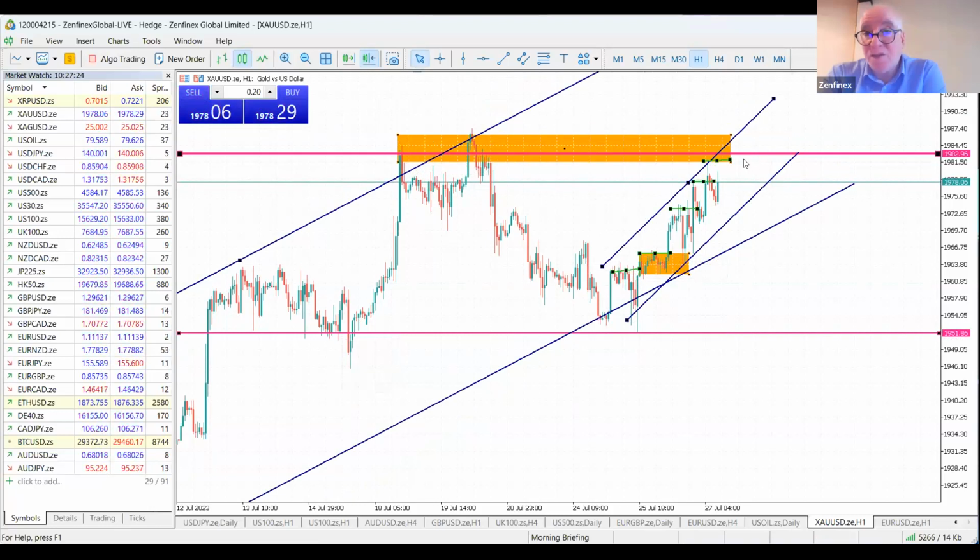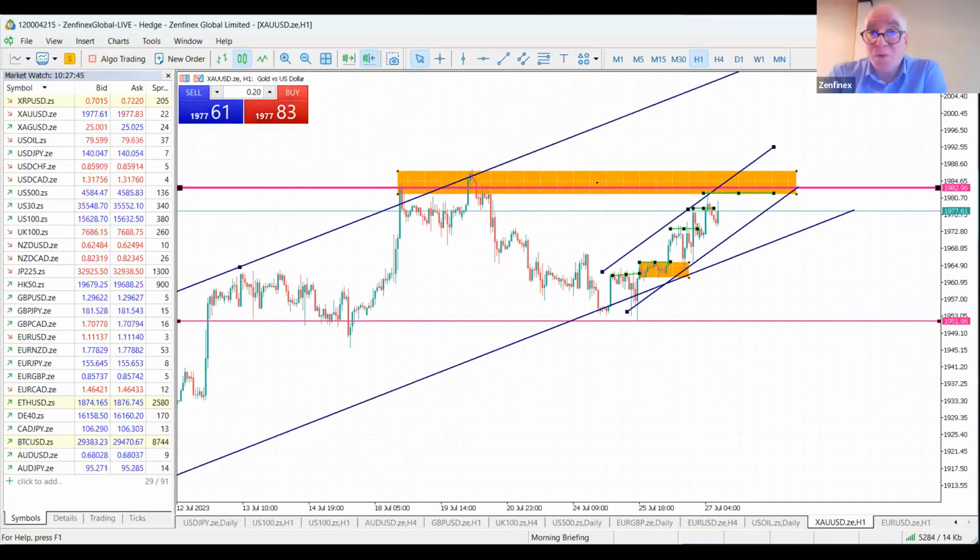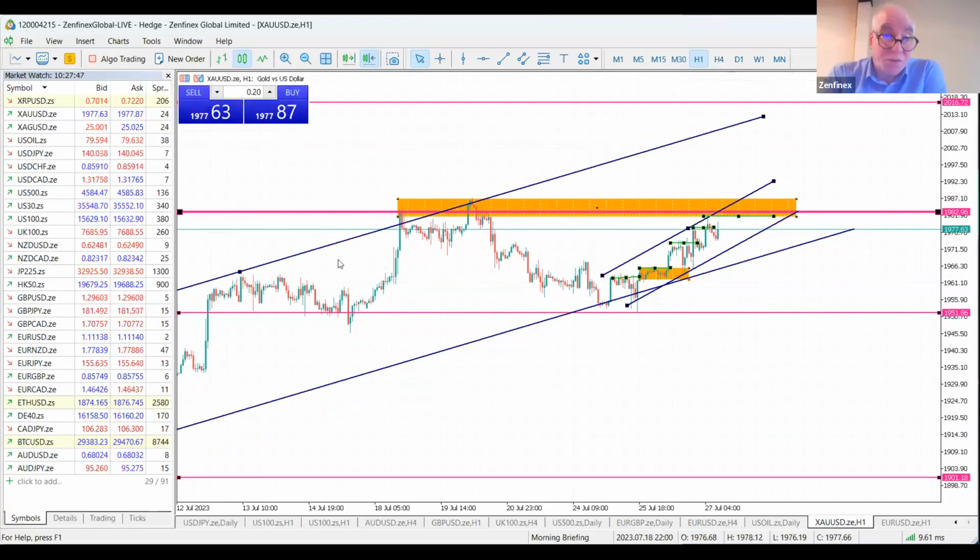And what I expect it to do, to be honest with you, the way I'm reading this as we speak, is that it'll probably find its way back up to this level here and consolidate, which is fine, right? Because once it's consolidated, we can then use the same approach by looking for breakouts of this consolidation area to either take it all the way back up to the top of this channel and the previous high of 2016. So we're at an important juncture.